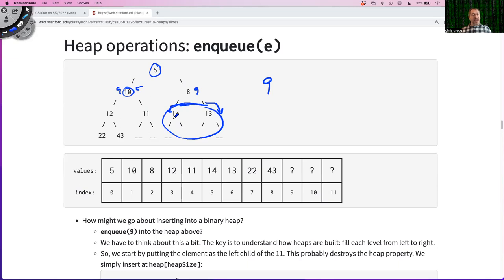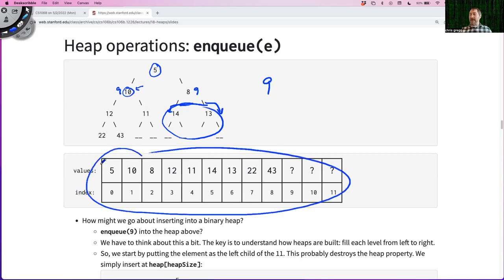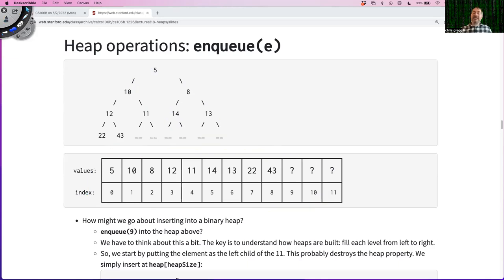But the question is, how do we put this 9 into the heap given this array so that it becomes a heap? That's the tricky part, right? And this is why I said this is such an interesting algorithm, okay?